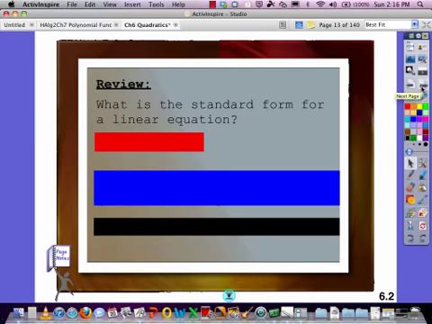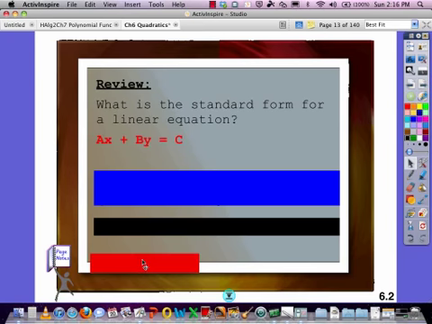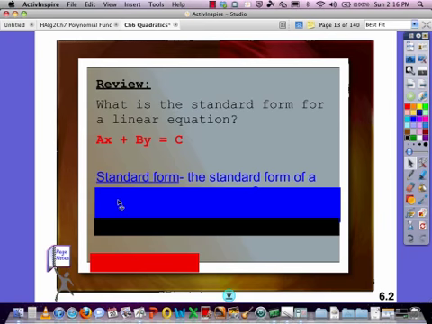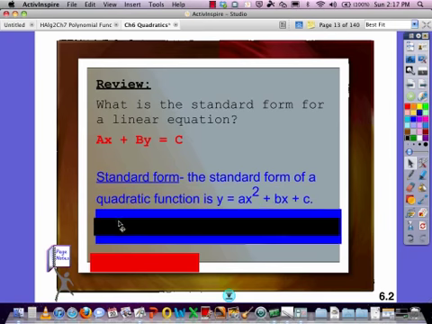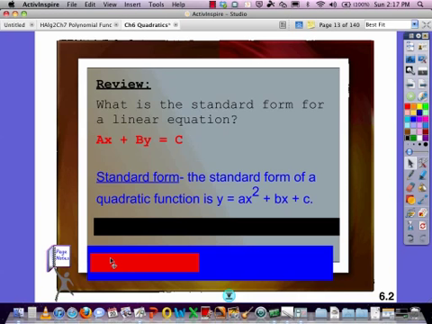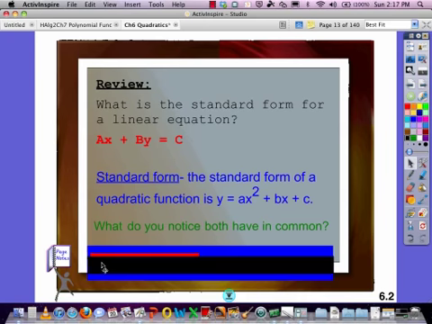All right, so let's review. What is standard form for a linear equation? Notice I said linear. That was last chapter, last semester. And you should be saying what? AX plus BY equals C. Good job. Standard form, next question. What is standard form of a quadratic? I should have asked the question before I divulged it. And then if you look at both of those, the question is, what do you notice both have in common?